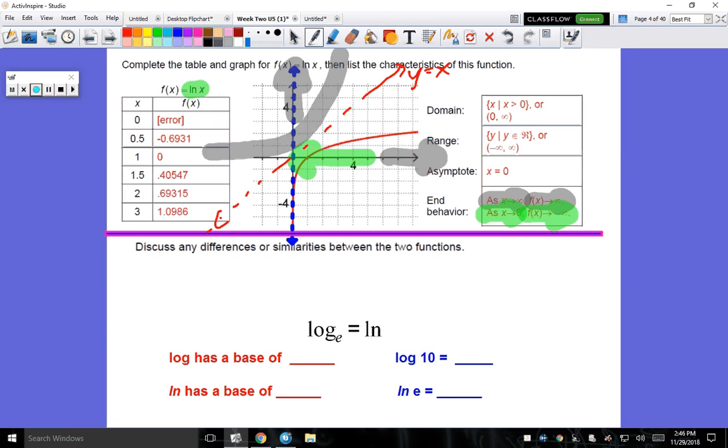And if this occurs, guys, then what do those two functions have in relation to one another? Inverses, yes. So these are inverses of each other.